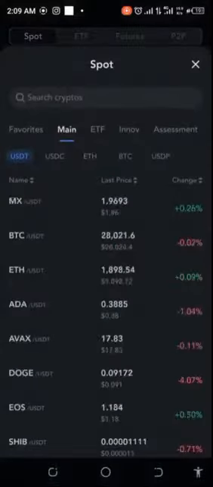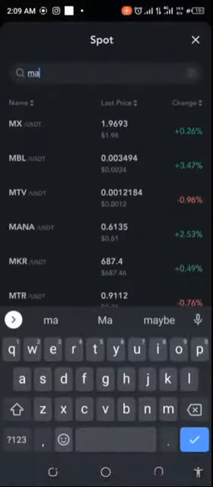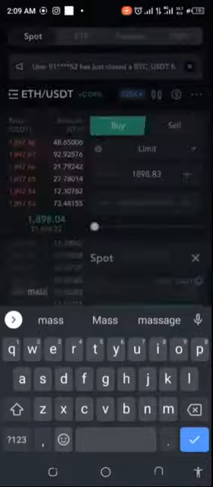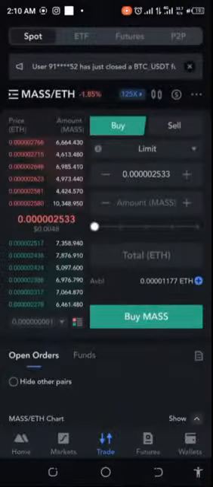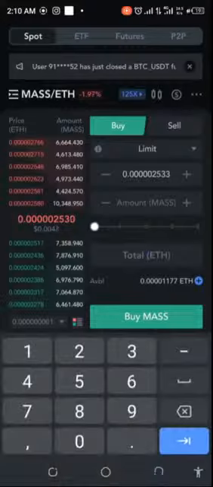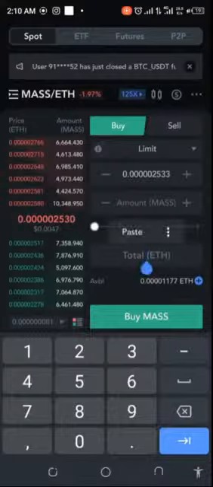And then go over to MASS/ETH, because ETH happens to be the lower pair, right? So then we'll go over to just paste this in the ETH segment. And let's see. Let's paste that here.